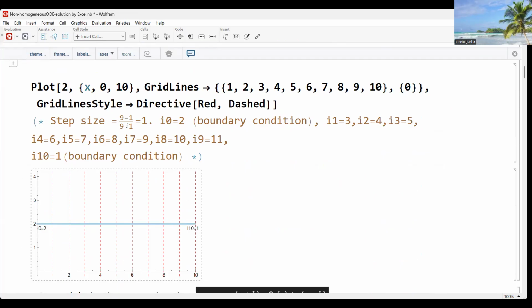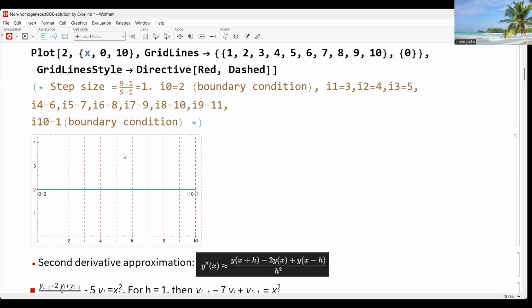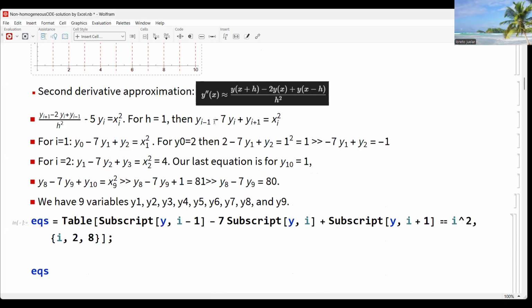So our step size here is (10 minus 0) divided by (11 minus 1), which is equal to 1. Our first boundary condition is y sub 0 equal to 2, and the last boundary condition is y sub 10 equal to 1. So we don't include the boundary conditions here in our set of equations.